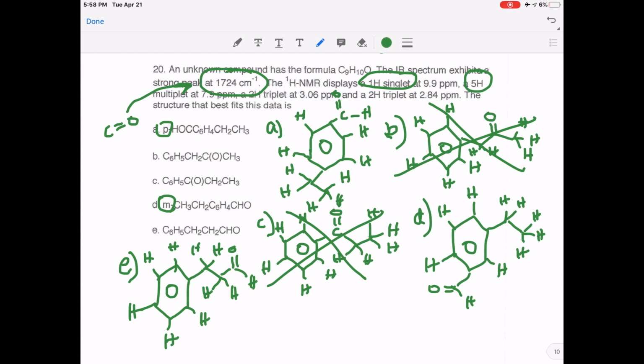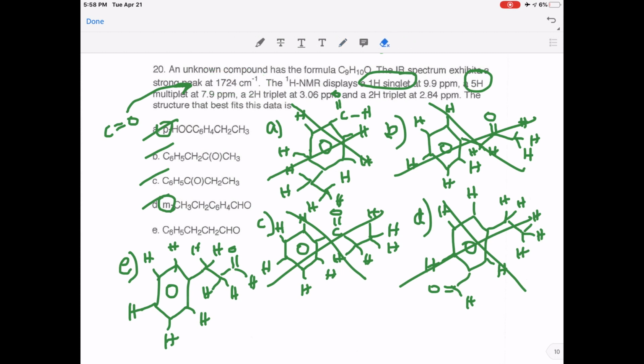So that means that easily marks out options A and options D, because they have 2 substituents, so therefore they only have 4 aromatic protons. So then at this point we could say E, but just to go through the problem statement and make sure that we're on the right path, we can examine the rest of the data.